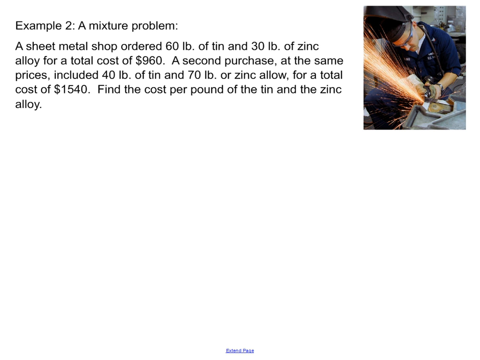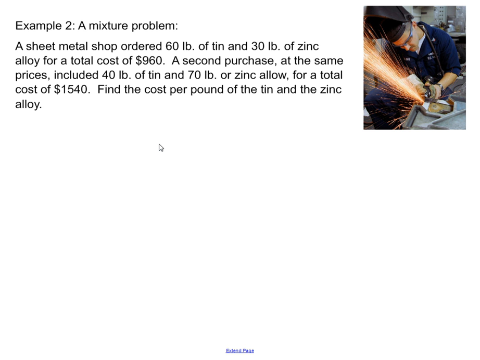Okay, let's do another example of our applications of these systems of equations. This time we've got another problem. This is sort of like a mixture problem if you think about it. In this case, a sheet metal shop ordered 60 pounds of tin and 30 pounds of zinc alloy for a total of $960. Presumably they combine these together to make a new type of metal that they can use in whatever work they do.